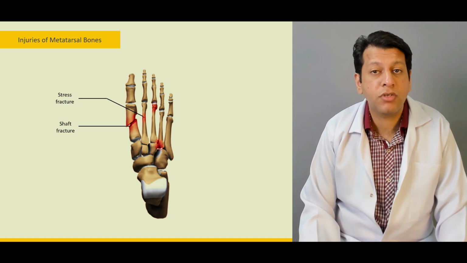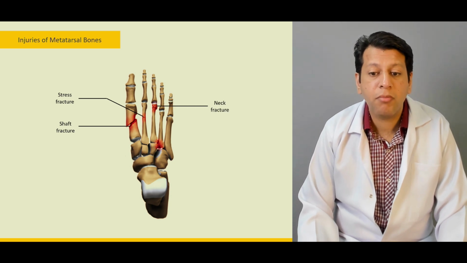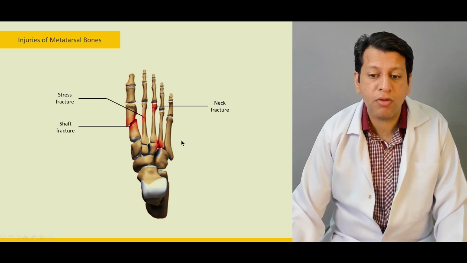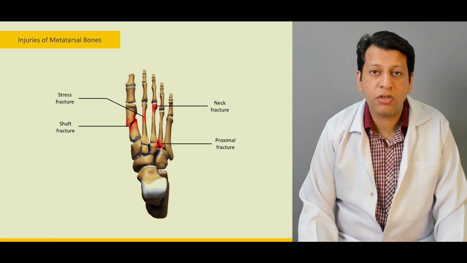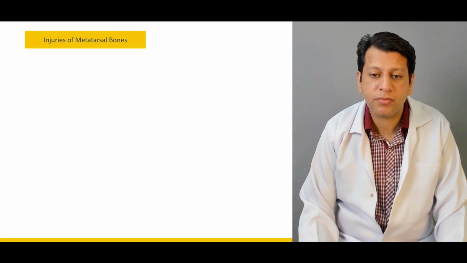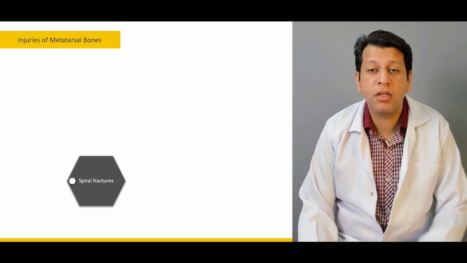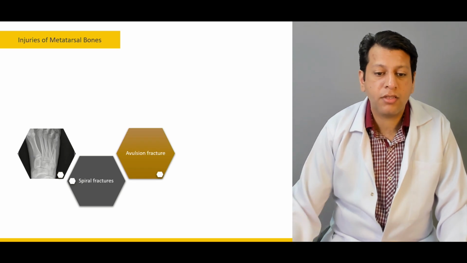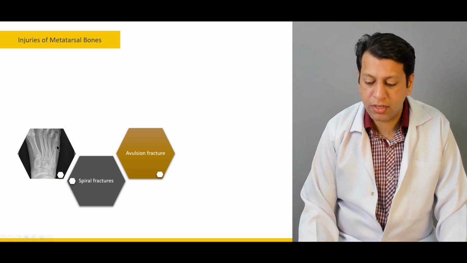There may be fractures of the shaft, which may be spiral, oblique, or even transverse. There may be fractures of the neck or head of the metatarsals, or they may involve the base of the metatarsal as well, or it could be a proximal fracture involving the base. Injuries to the metatarsal bone can be managed. There may be different forms of fractures, maybe a spiral one like this. If you see it over here, this is a spiral fracture of the mid shaft of the fifth metatarsal.